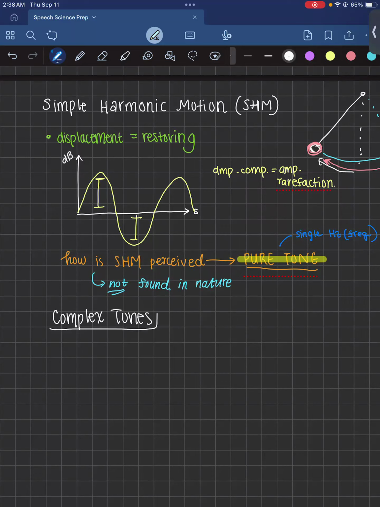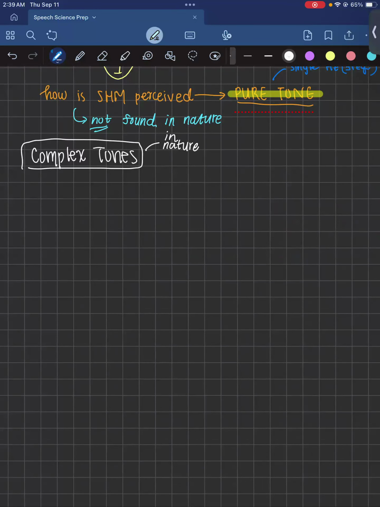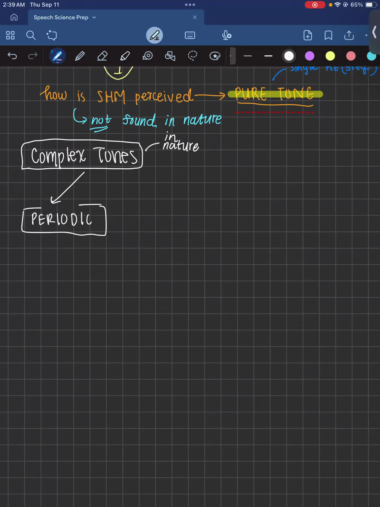Within complex tones, these are the tones we do find in nature. This can be speech, it can be music, really anything. Even a tuning fork is not fully a pure tone, although it's close. So really any sound we encounter in nature is going to be a complex tone. And within complex tones, there are actually two different types: periodic and aperiodic.